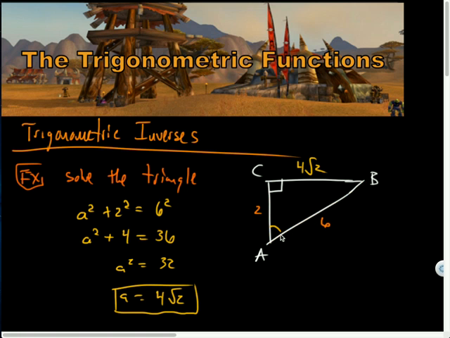And 6 is the hypotenuse. The hypotenuse is always opposite the 90-degree angle. The 2 is the adjacent leg because it's touching angle A. Opposite would be not touching angle A, so it's furthest away. So this is adjacent to angle A, and 6 is the hypotenuse.